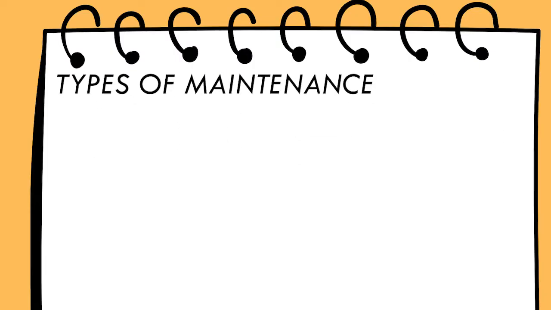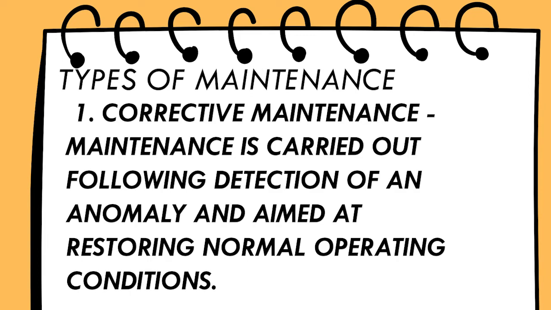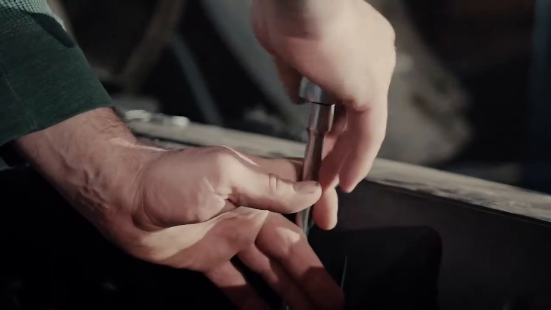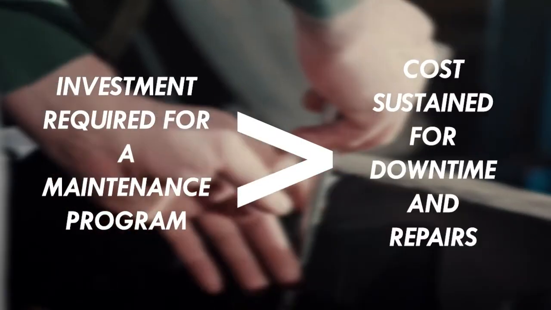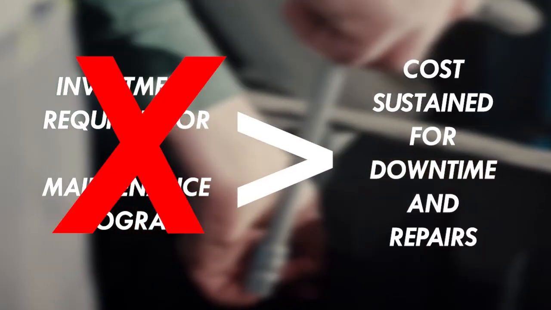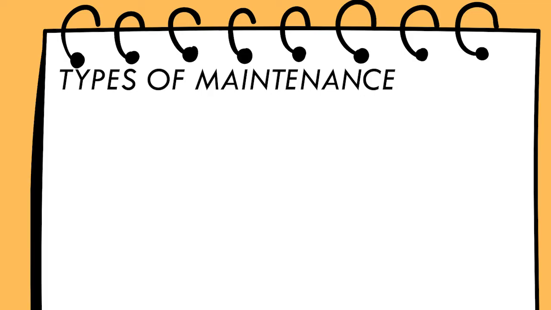First off is the corrective maintenance. Maintenance is carried out following detection of an anomaly and aimed at restoring normal operating conditions. This approach is based on the firm belief that the costs sustained for downtime and repair in case of fault are lower than the investment required for a maintenance program. This strategy may be cost-effective until catastrophic faults occur.